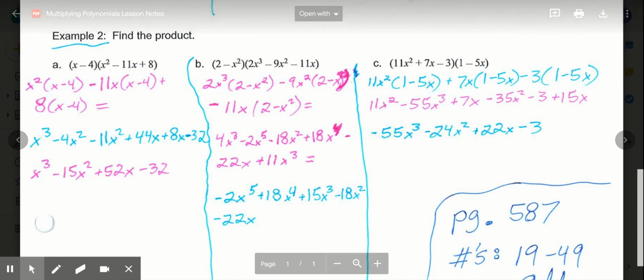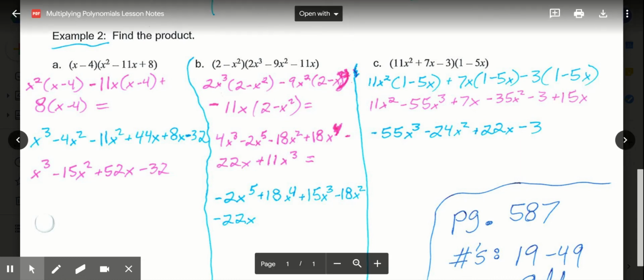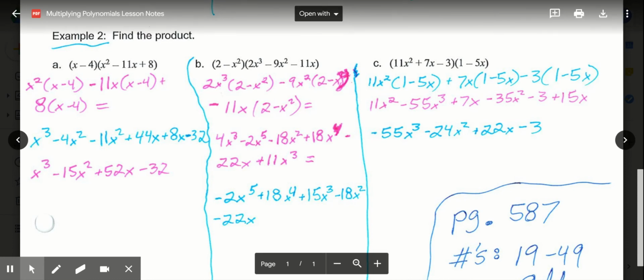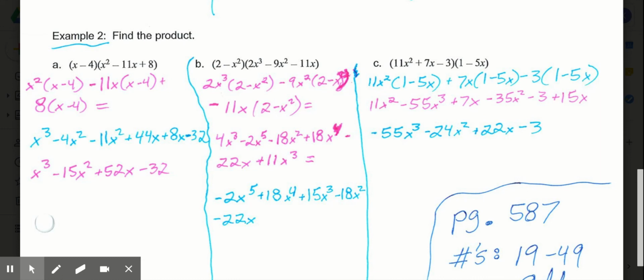So 2x to the third distributed gives us 4x to the third minus 2x to the fifth. The negative 9x squared distributed, negative 18x squared plus 18x to the fourth. And then the negative 11x distributed is a minus 22x plus 11x to the third. Then we want to write this in standard form and combine like terms.